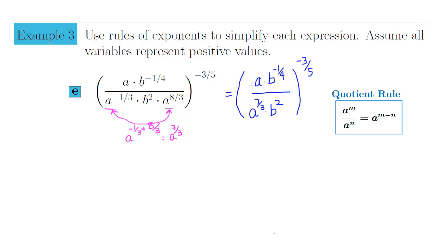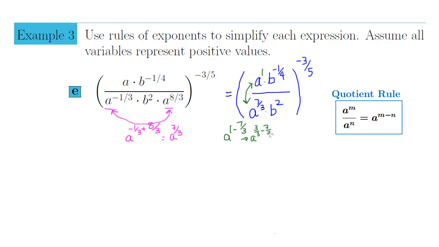So let's apply that to these two a's right here. This is a to the first power, and this is a to the 7/3, and using the quotient rule, I would be subtracting, so I would have a to the 1 minus 7/3. But how do we do this? Well, 1 is equivalent to 3/3, correct? So this is just a to the 3/3 minus 7/3.